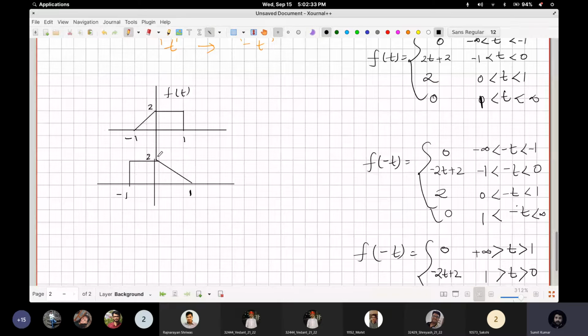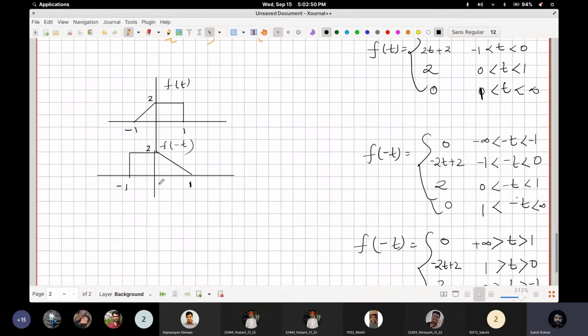This is inverted: you have to keep the y axis constant and flip the signal. So this is f of -t, and how this time inversion works is also clear to you. You can see the functional form, and if you draw this, this is what you will be getting.